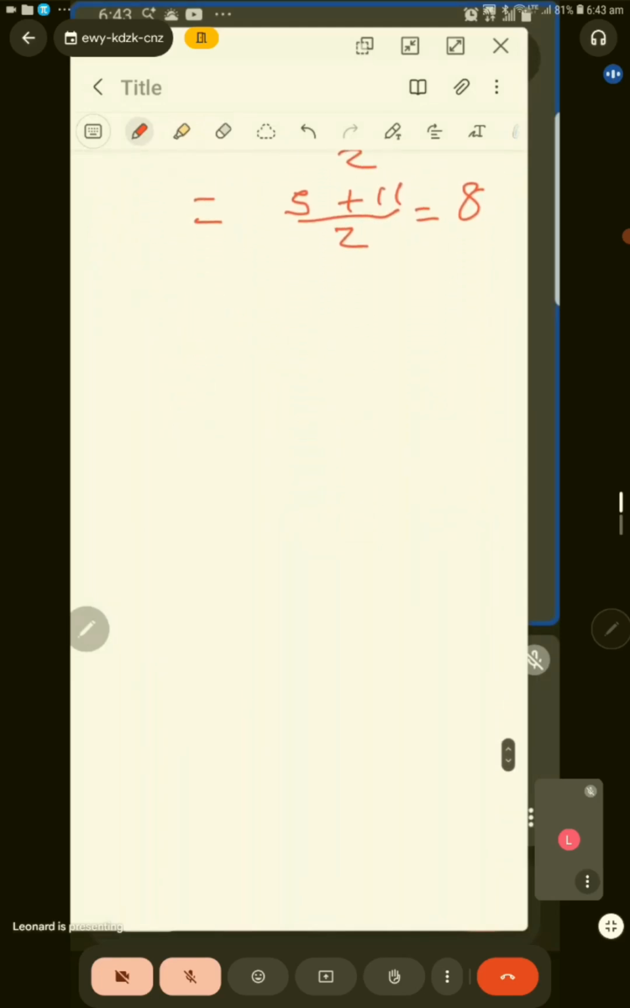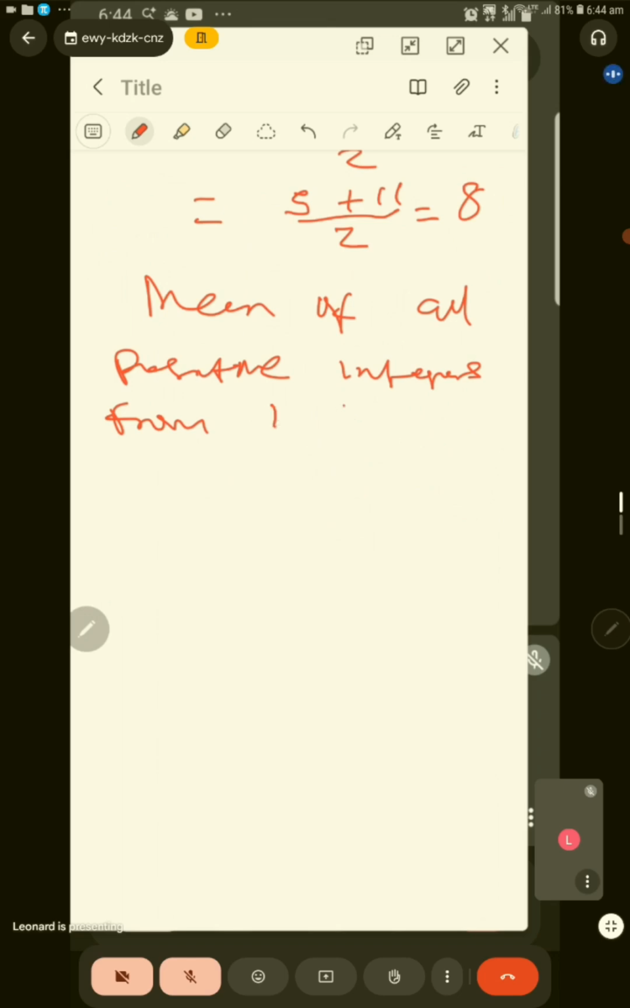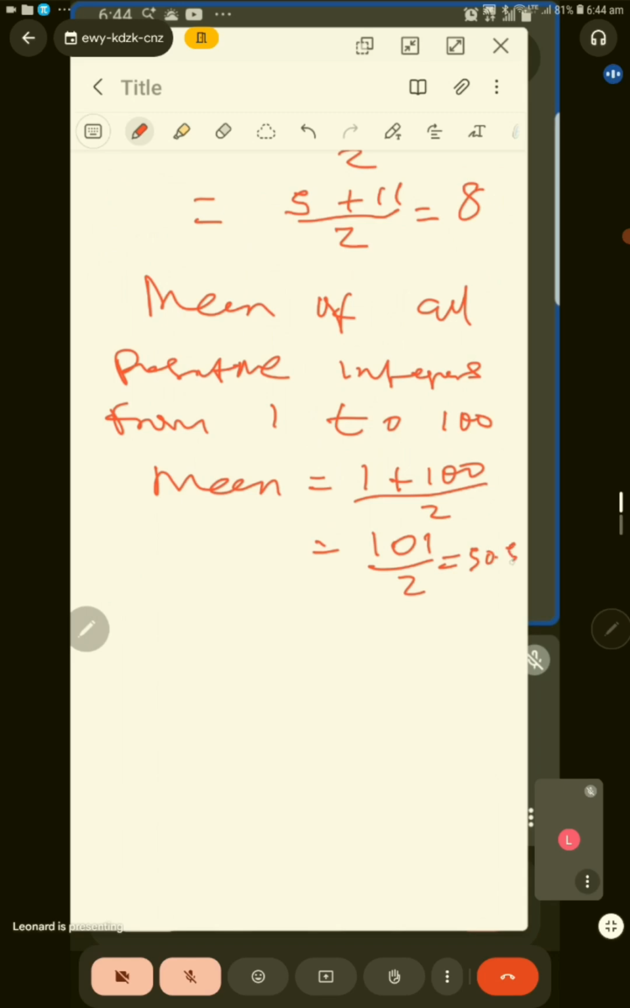All the numbers from 1 to 100. Mean of all positive integers. All positive integers from 1 to 100. Simple. We are just going to say mean equals 1 plus 100 over 2. That will give us 101 over 2, or 50.5, right?